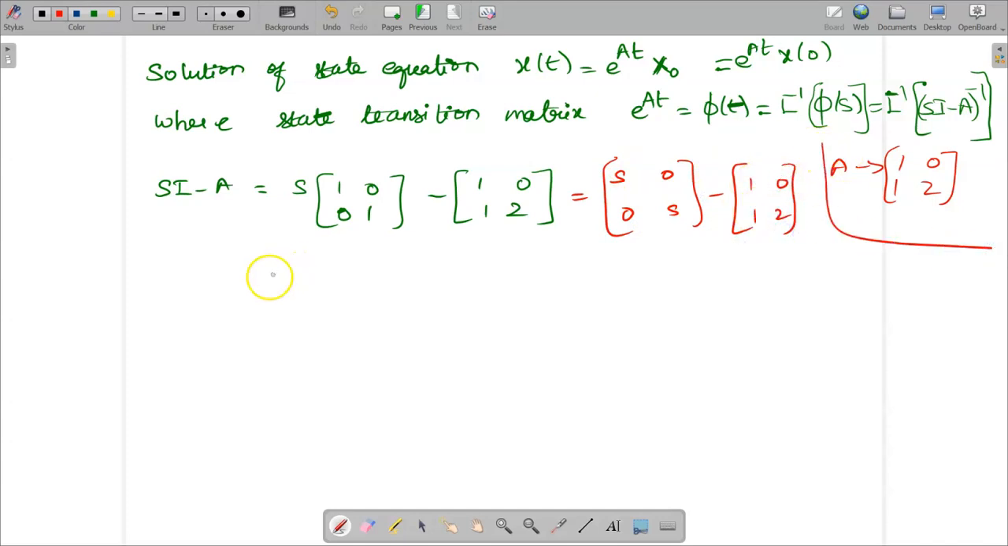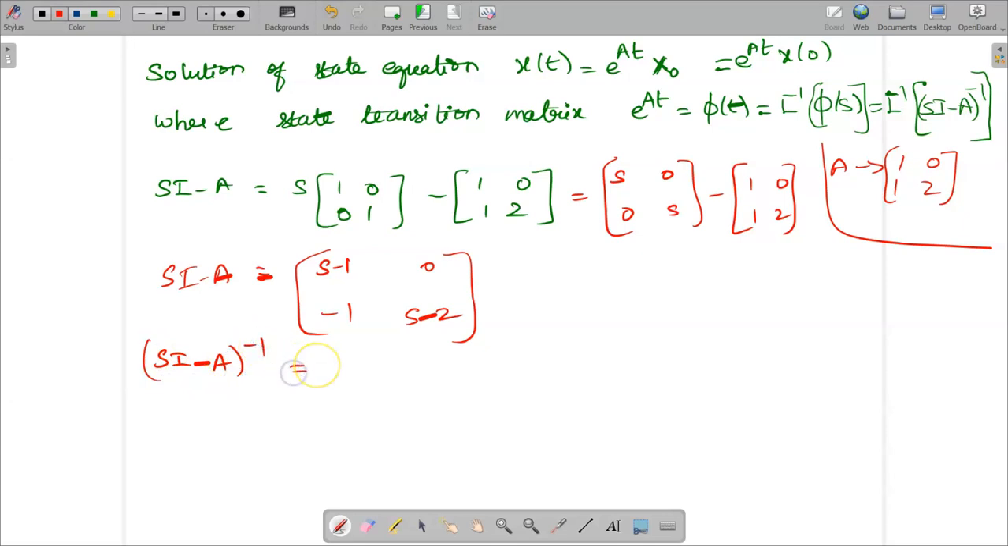Now just subtract the values at the corresponding positions. s minus 1 we have s minus 1, 0 minus 0 it is 0, 0 minus 1 it is minus 1, s minus 2 it is s minus 2. So this is nothing but sI minus A. Once we have obtained that, we have to find (sI minus A) the whole inverse, which is nothing but the adjoint of sI minus A divided by the determinant of sI minus A.